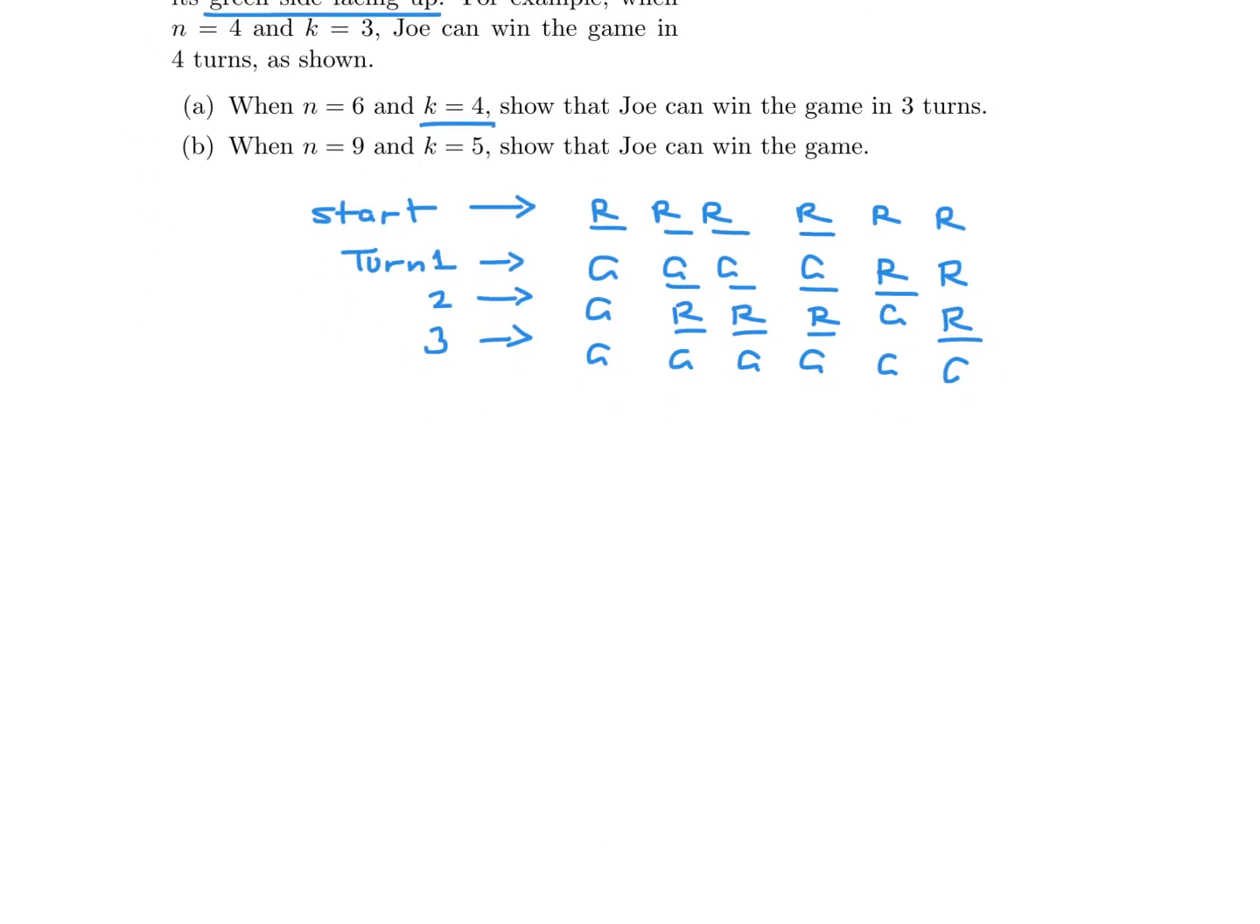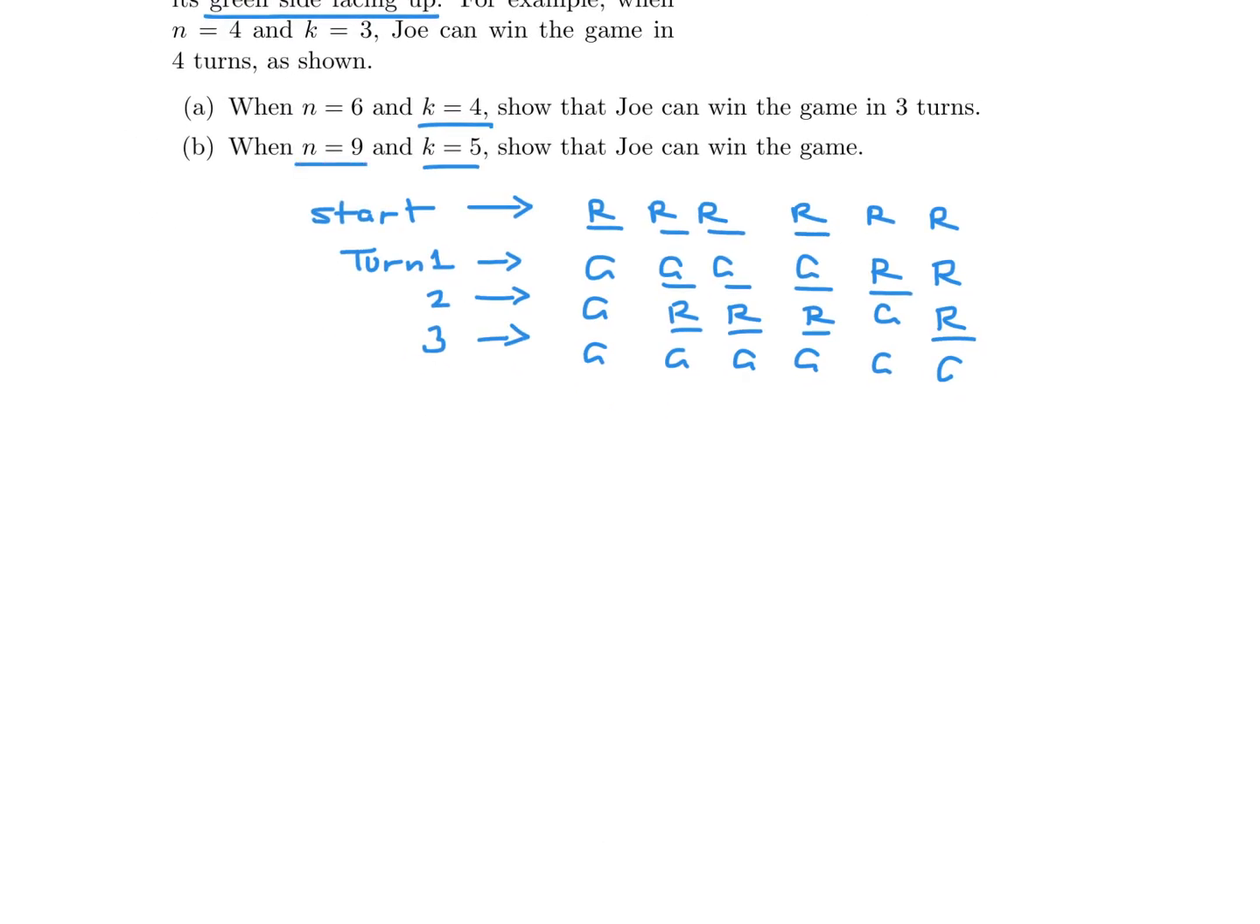Now we get into n equals 9, this time k equals 5, show that Joe can win the game.